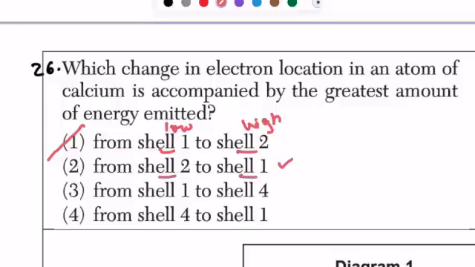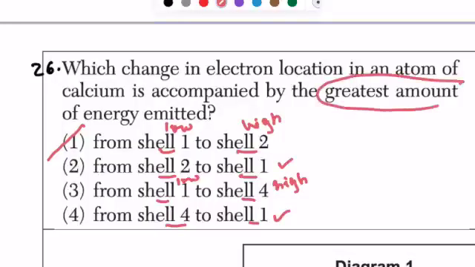Then as we go from 1 to 4, in this case, once again, we are going from low to high. So energy is going to be absorbed instead of emitted. But when we go from 4 to 1, this could be a possible answer. But the question is asking for the greatest amount that is emitted. So remember, 4 has significantly more energy compared to 2, so when we come back from 4 to 1, that is going to release more energy compared to when we are coming back from 2 to 1.